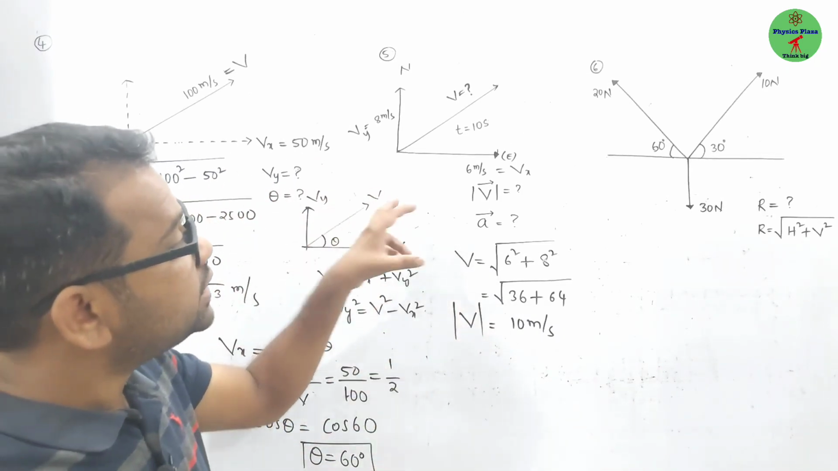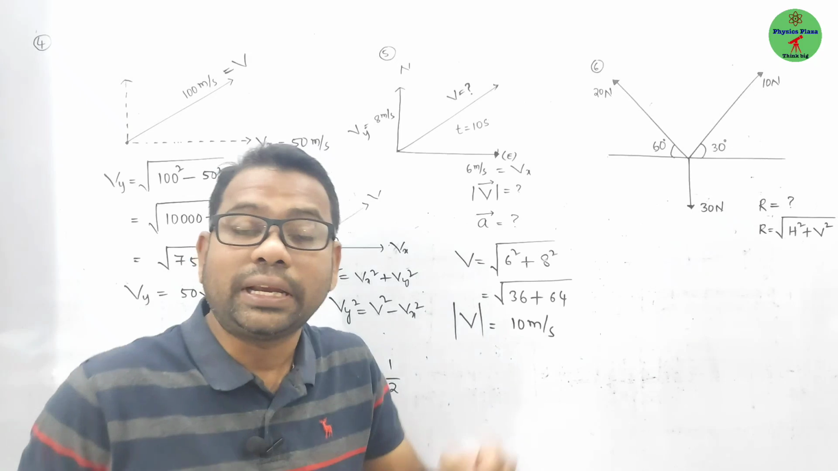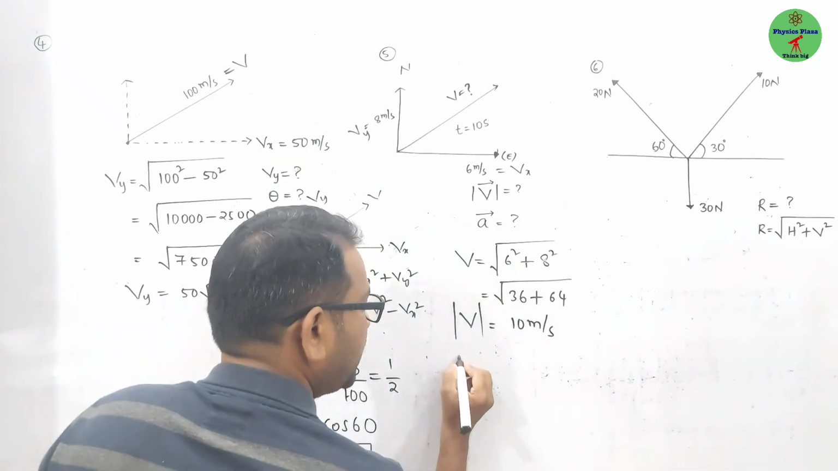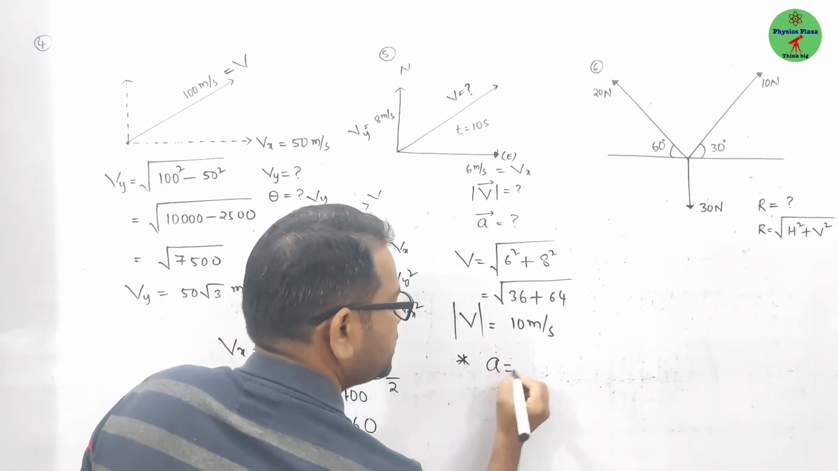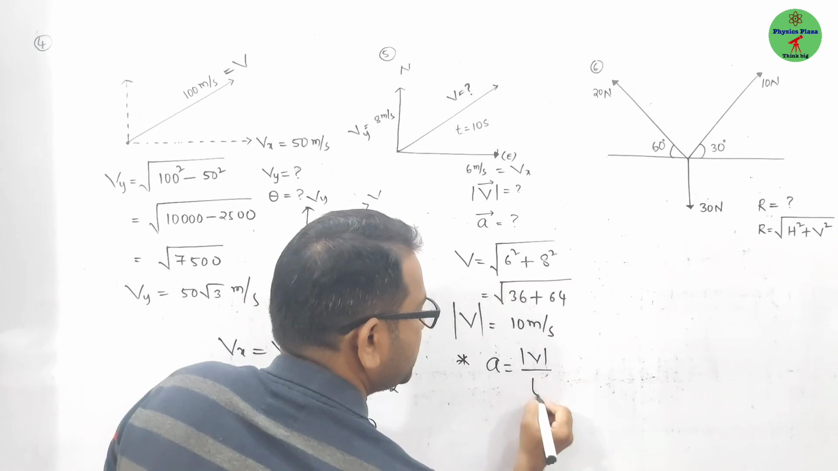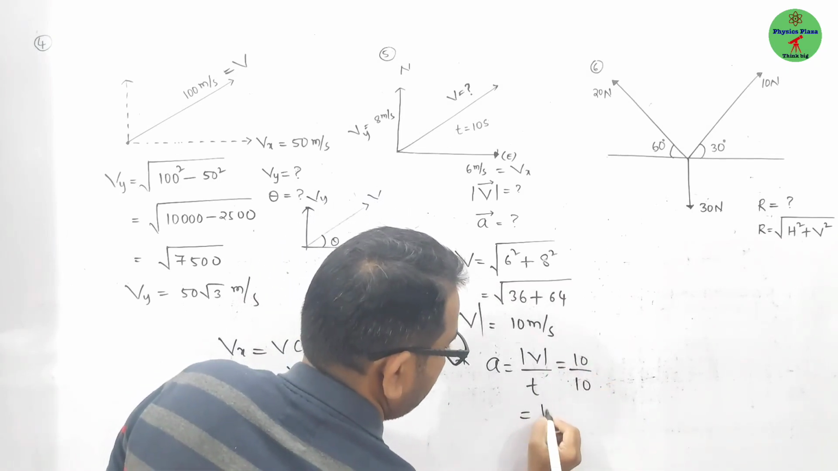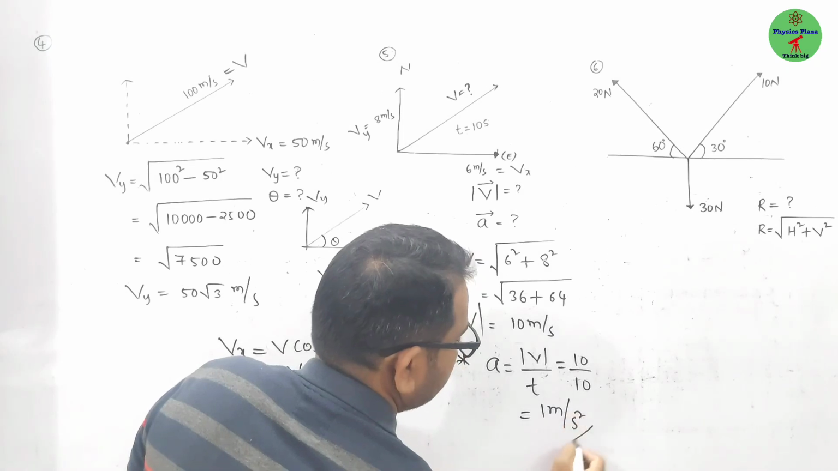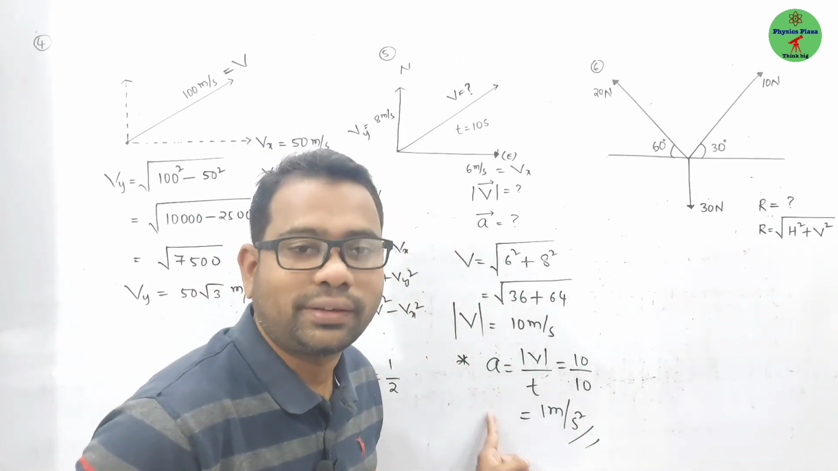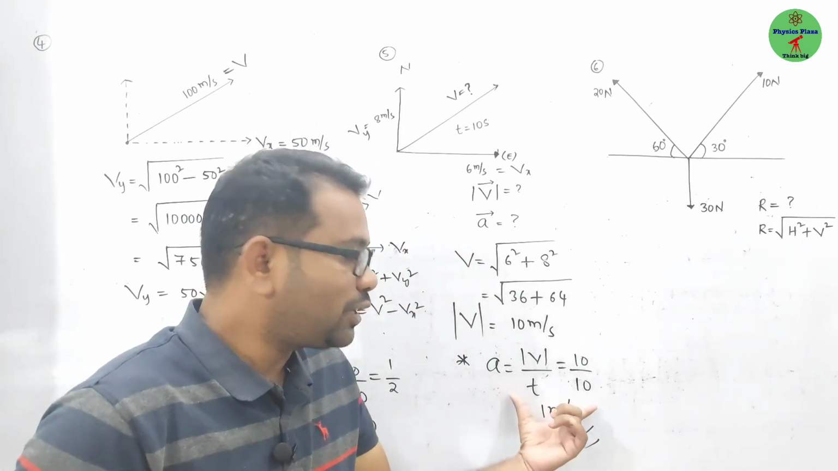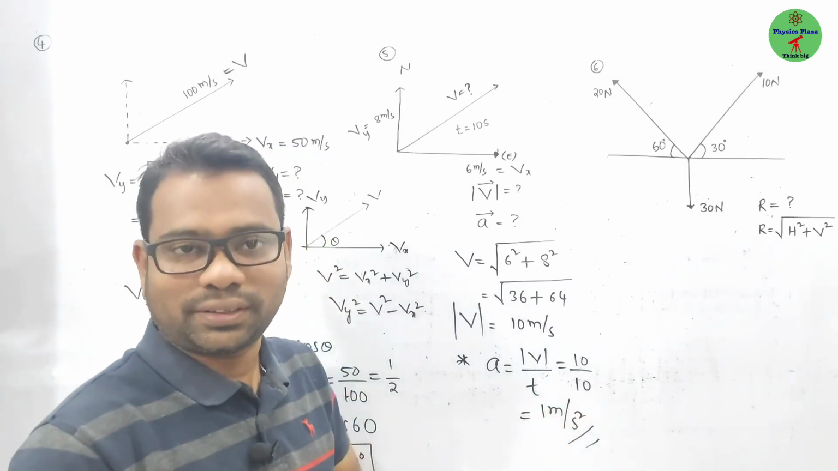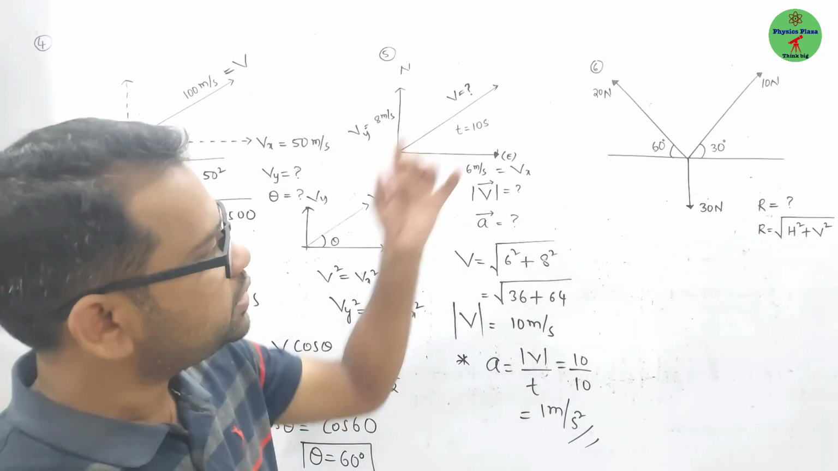Now as there is a change in the direction of the velocity, definitely it has some acceleration. So how to calculate the acceleration, children? Acceleration is equal to velocity by time. So velocity is given 10, time is 10 seconds. So here it is 1 meter per second square. It is a simple concept of kinematics. Here you don't need vector knowledge. Okay, done.